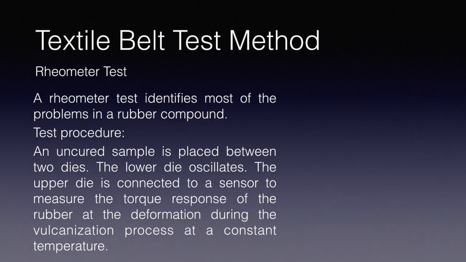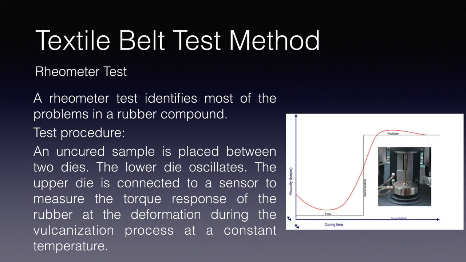Rheometer test. A rheometer test identifies most of the problems in a rubber compound. Test procedure: an uncured sample is placed between two dies. The lower die oscillates. The upper die is connected to a sensor to measure the torque response of the rubber to the deformation during the vulcanization process at a constant temperature.